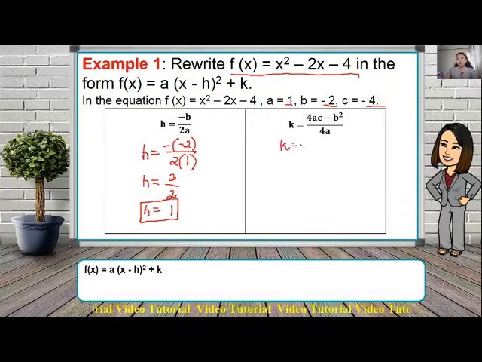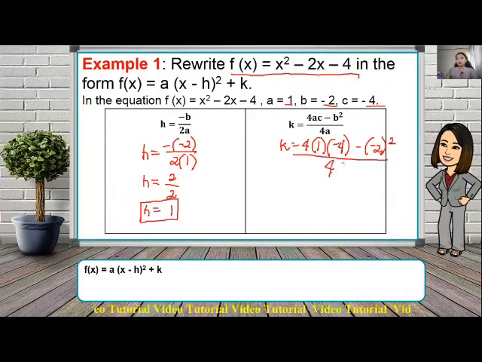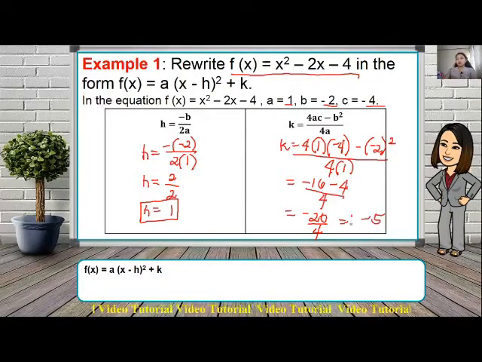Next, for the value of k, let us substitute 4 times 1 times negative 4 minus negative 2 quantity squared all over 4 times the value of a, which is 1. Simplify. 4 times 1, it's 4 times negative 4, negative 16, minus negative 2 squared, that is 4. All over 4 times 1, that is 4. Negative 16 minus 4, it's negative 20 over 4. Negative 20 over 4, that is equal to negative 5. Therefore, the value of k is negative 5.